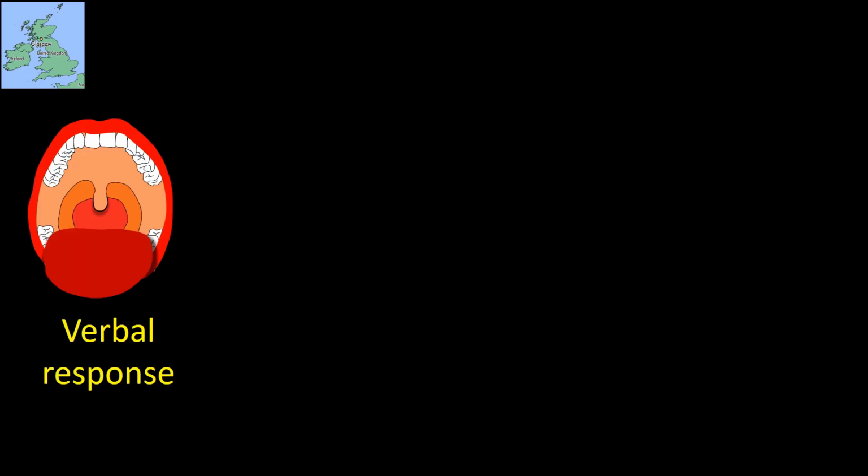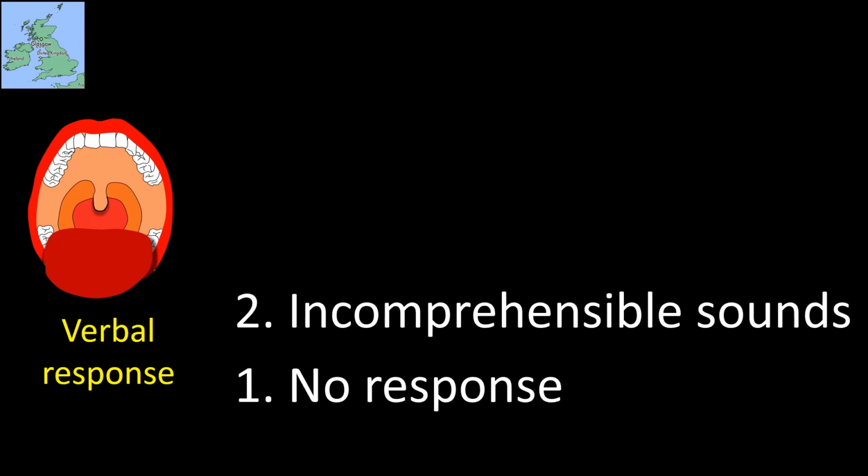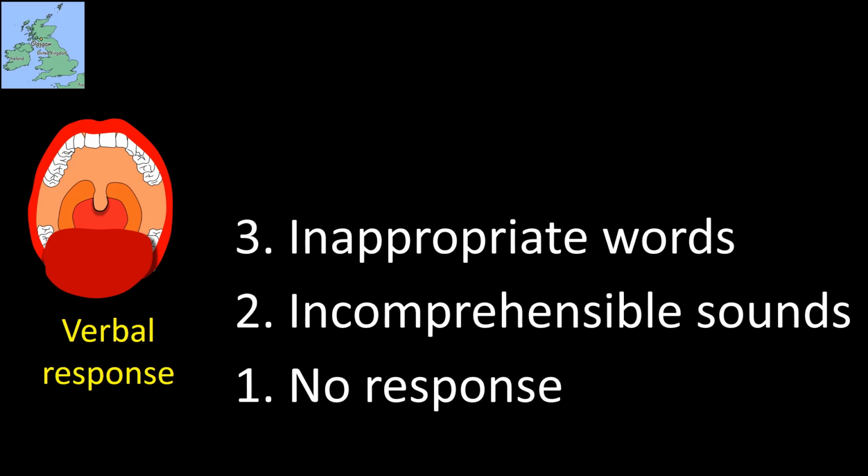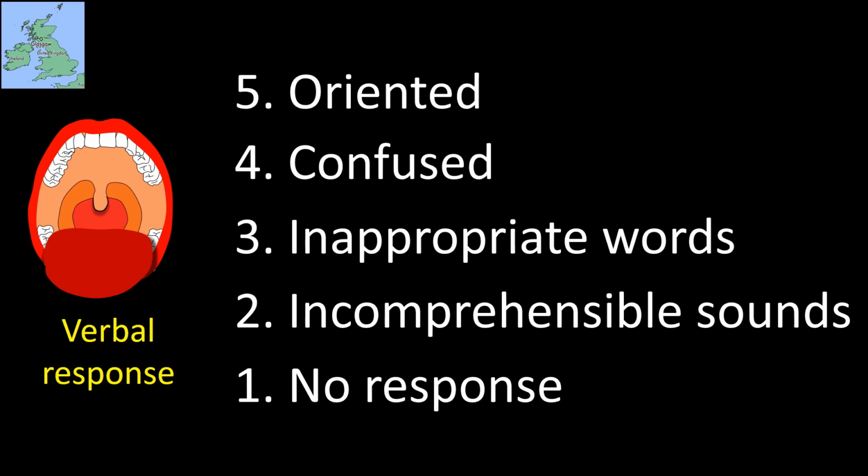During verbal response testing, the patient will be given 1 for no verbal response, 2 for making incomprehensible sounds, 3 for inappropriate words, 4 for confused speech, and 5 for appropriate speech. Appropriate speech includes the patient being oriented in time, person, and place.